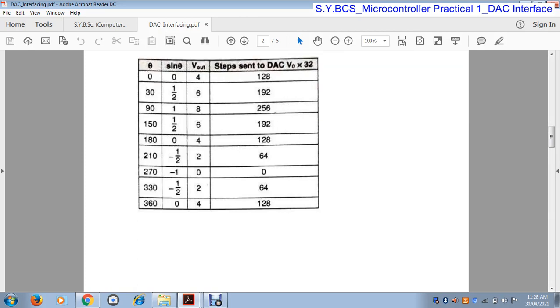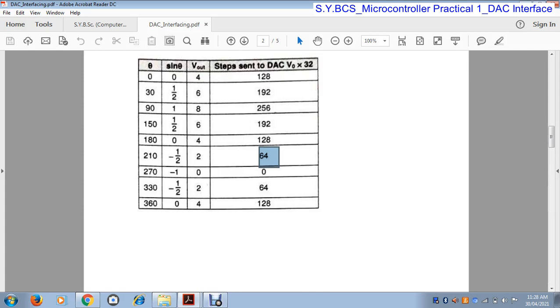For theta 210, the value of sine 210 is minus 1 by 2, the output voltage is 2, and we get the step 64. For 270, sine 270 is minus 1, the output voltage is 0 and the step size is 0. For 330 angle, sine 330 is minus 1 by 2, the output voltage is 2, and we get the step 64. For 360 degrees the sine theta is 0, the output voltage is again 4, so we get 128.